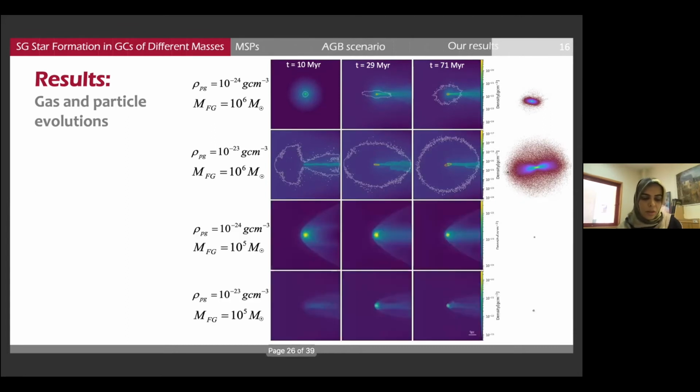While in the lower mass cluster, the ram pressure exceeds the gravitational potential of the cluster, and as a result, just a low mass second generation is formed at the center, as you can see here. Finally, only massive clusters are able to produce a new massive second generation.